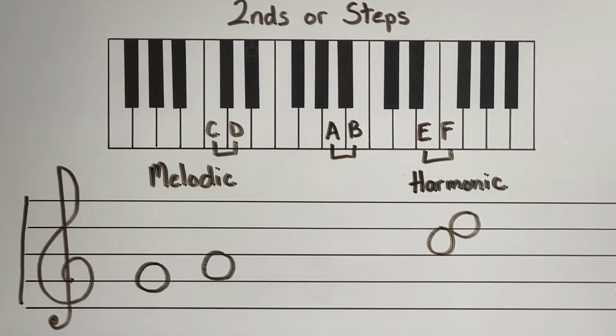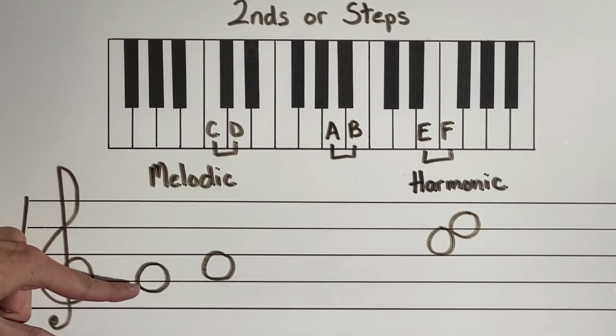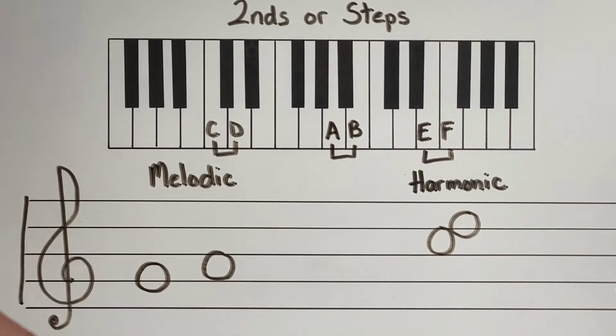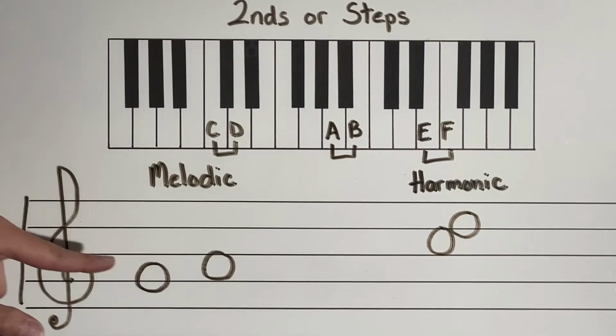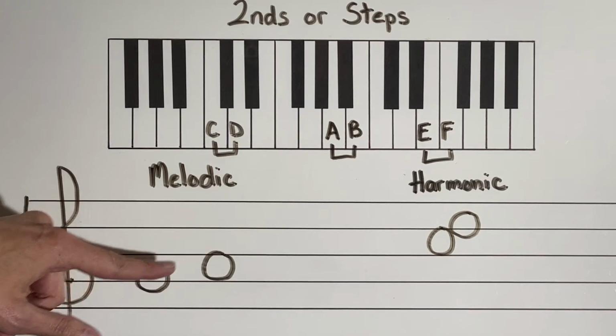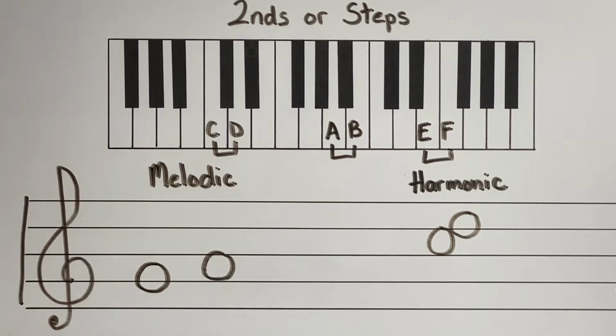Now, to figure out how this is a second, I have to remember my pattern, line note, space note, line note, space note, line note, space note, goes all the way up. When I go from a line note to a space note, that is a second. So I go 1, 2. You could also say it's stepping, and in this case, stepping up. So 1, 2, stepping up from a line to the next space.